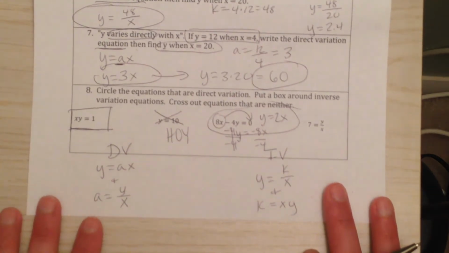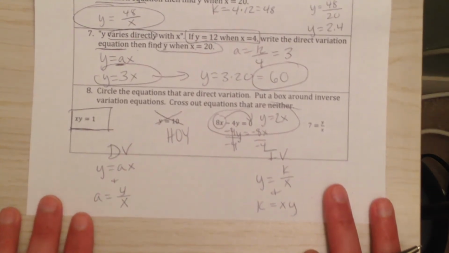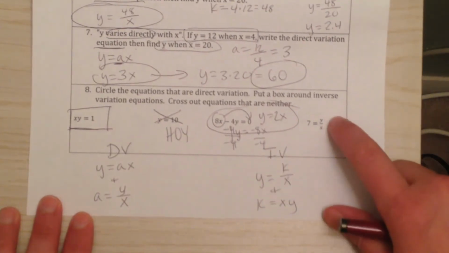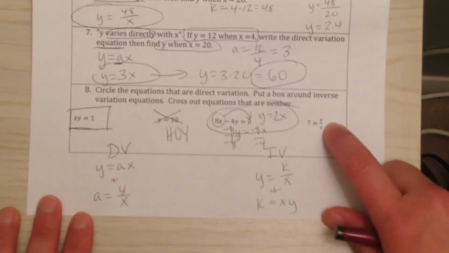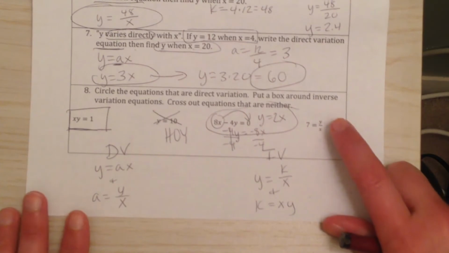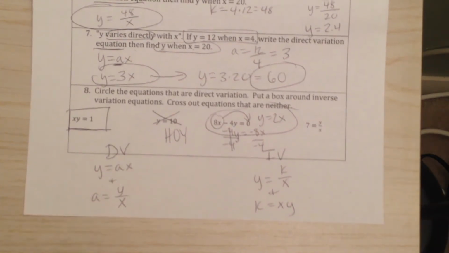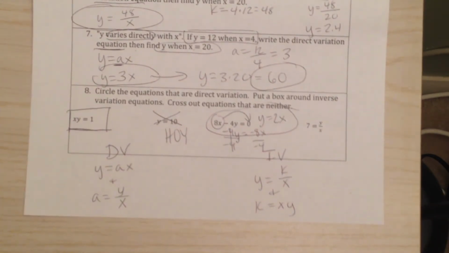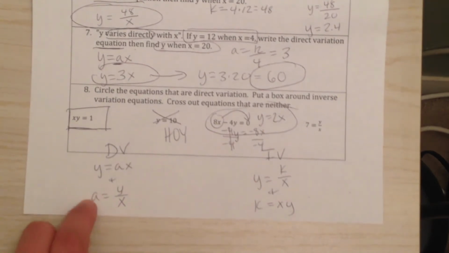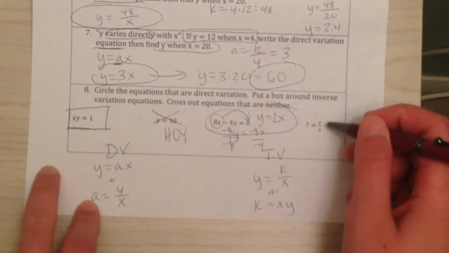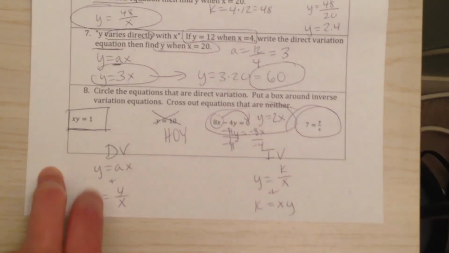And our last one right there, sorry about my dog. My last one right there says y over x. So I'm looking for a formula that says y over x, and I see it down there for direct variation. It's my a formula, the constant of variation formula, so I can go ahead and say that is direct variation, so I'm going to circle it.